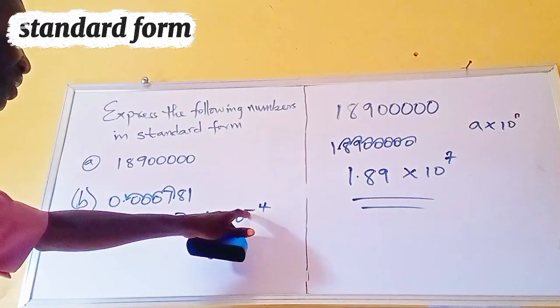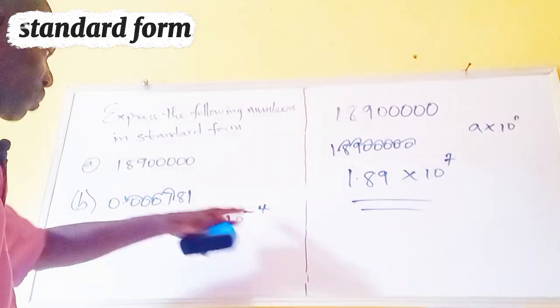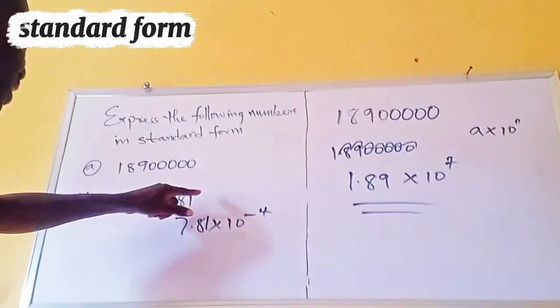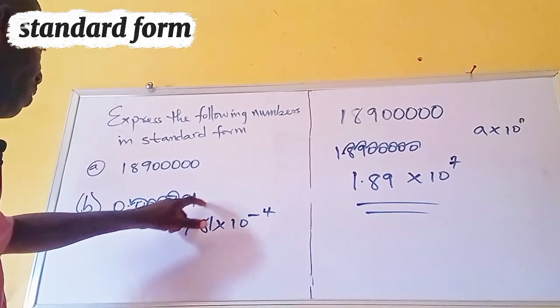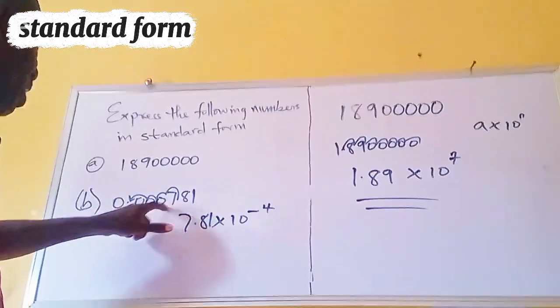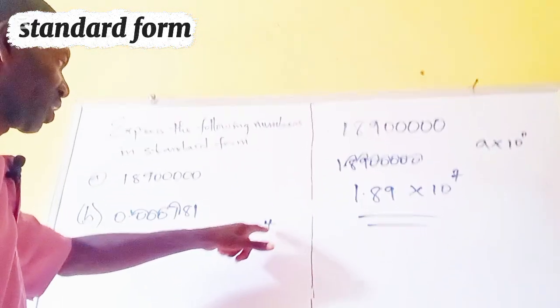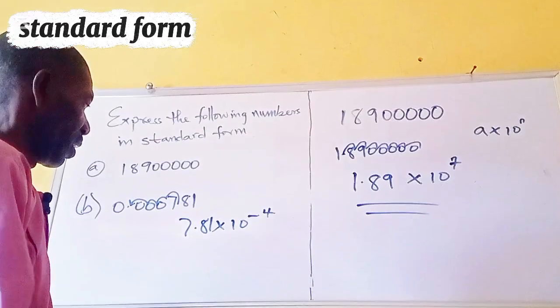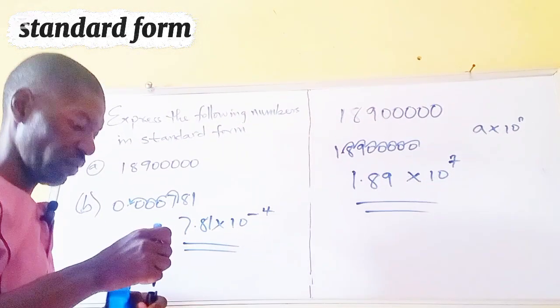Then why is it minus 4? The reason why it is minus 4 is because this number is a decimal fraction. Okay, that is why we're having negative 4. Negative 4. So this is our final answer for this.